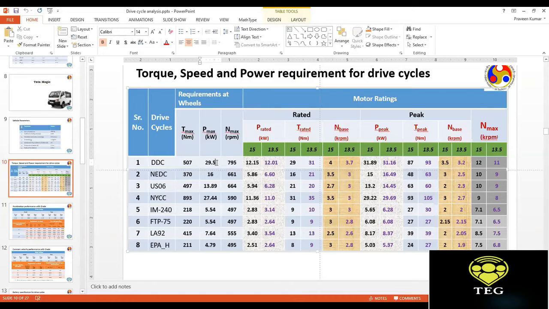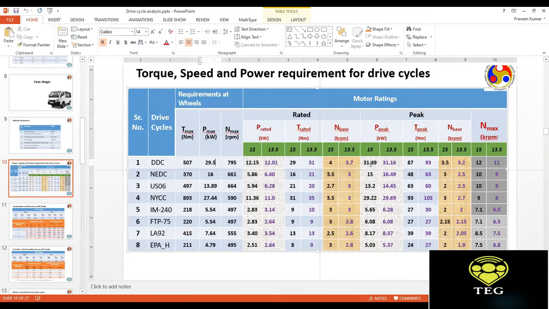Clear? But for a motor, if we need 29.5 kilowatt at the wheel, it means the motor should be producing around 31 or 32 kilowatt of peak power. But that does not mean that we are going to use a motor with a rating of 32 kilowatt, since the motors which are used in this kind of vehicles would be liquid cooled. So these motors can be overloaded. Every motor, be it air cooled or liquid cooled, can be overloaded. Liquid cooled motors can be overloaded more than air cooled motors.